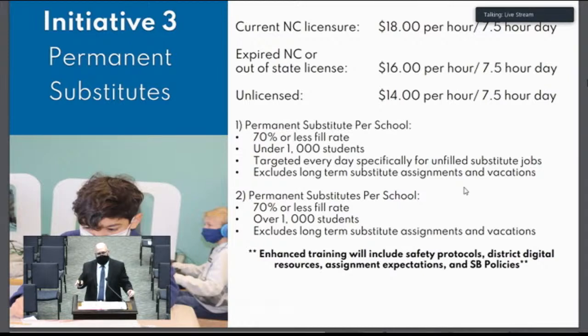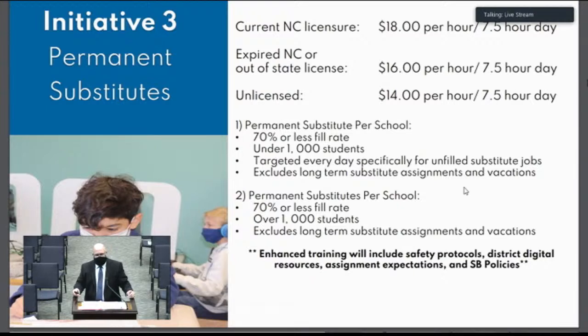These subs will not be available for extended long-term jobs, and teachers wouldn't be able to plan for that. You wouldn't be able to go to the sub and say, hey, next Thursday I'm going to be out, can you cover me? Our normal sub pool will stay in process, our normal sub process will stay in effect, and so those jobs will get picked up by normal subs as well.